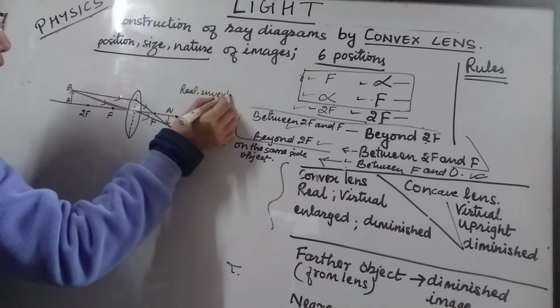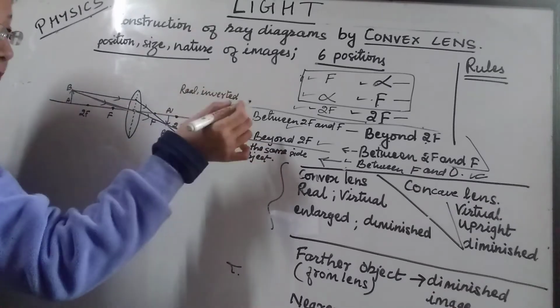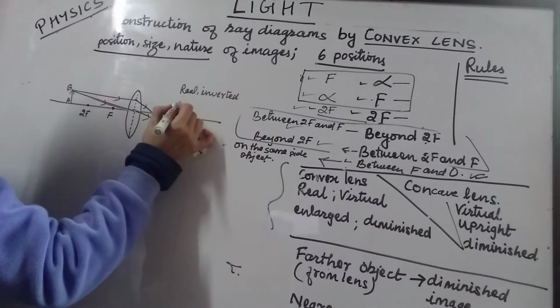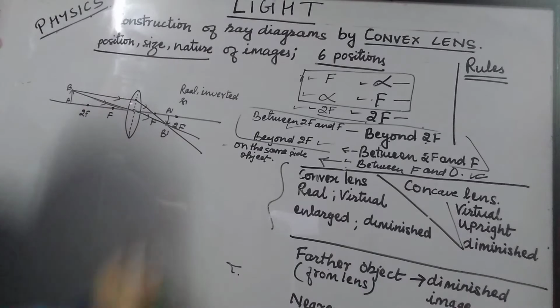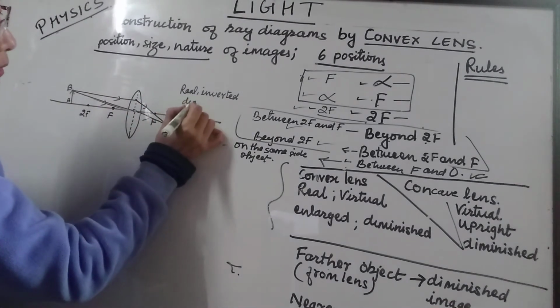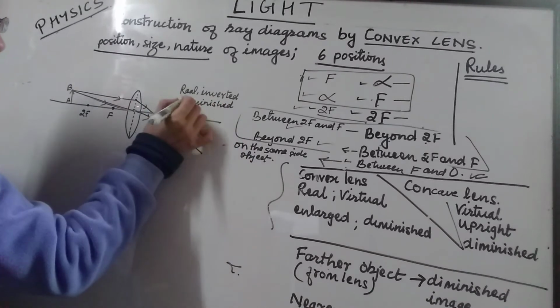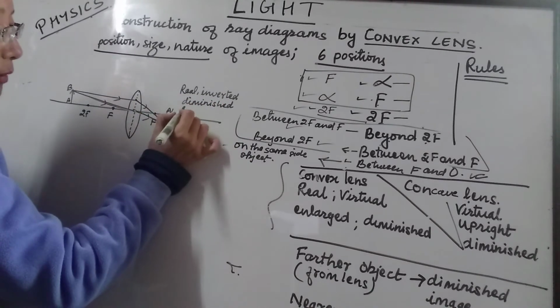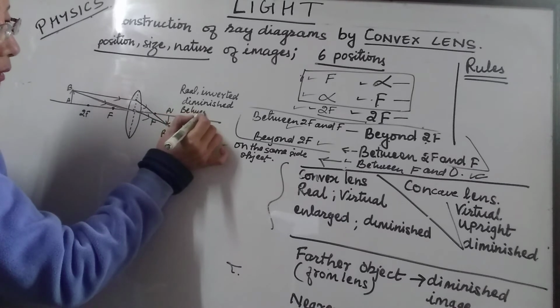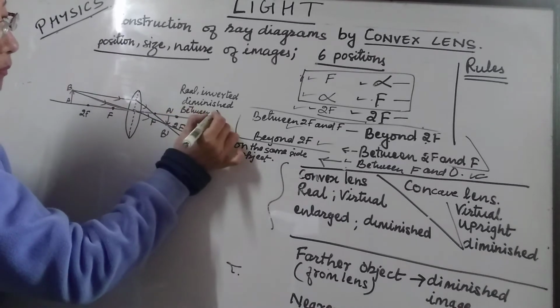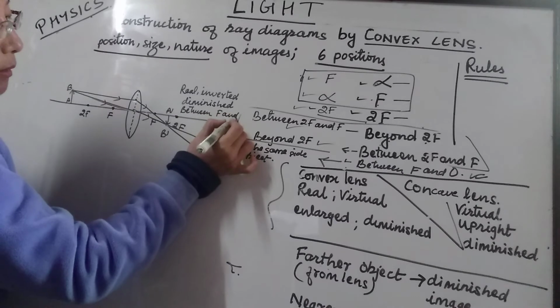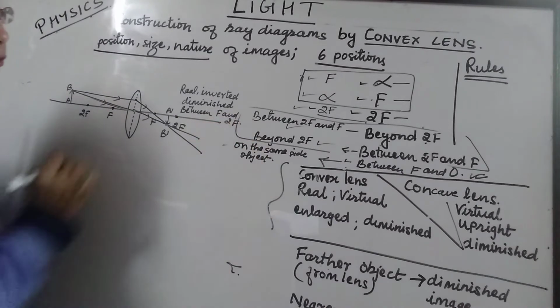It is mostly real and inverted. All 5 positions are real and inverted. Smaller, diminished, smaller than the object, or you can write diminished. You can write smaller also, and between F and 2F. This is for this one.